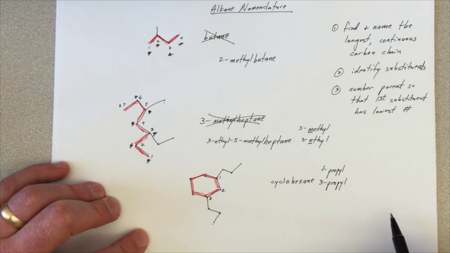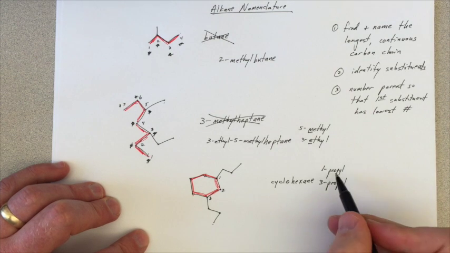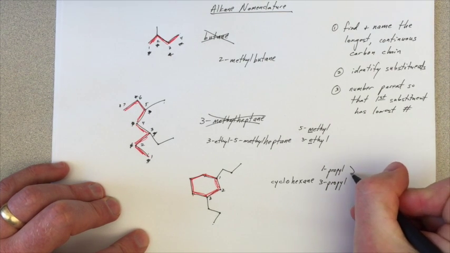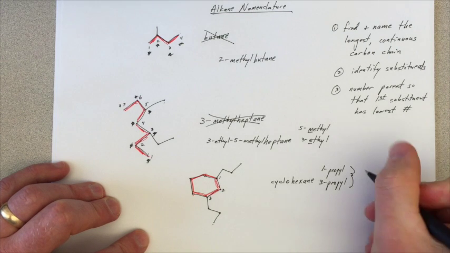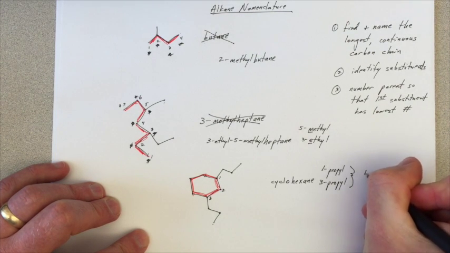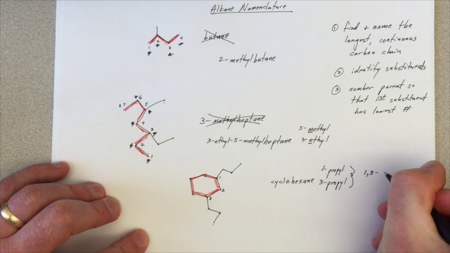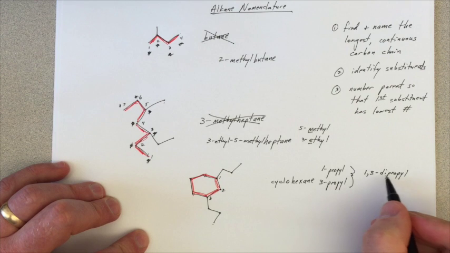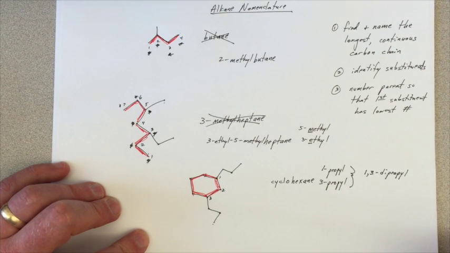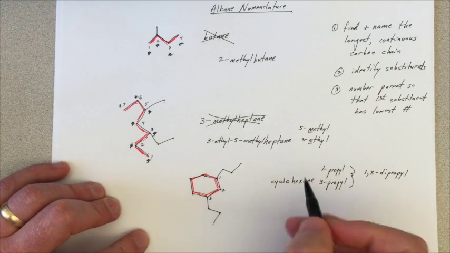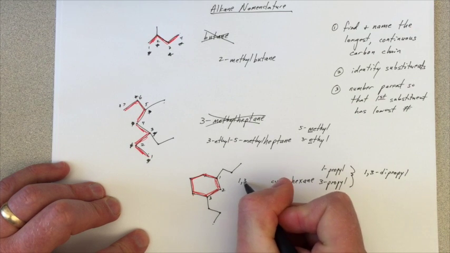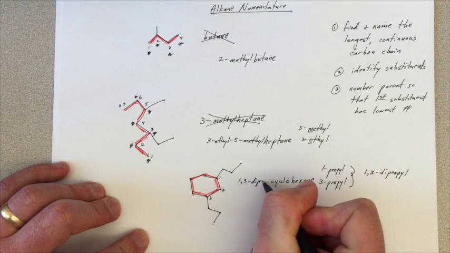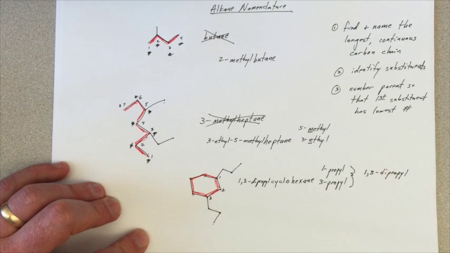If both of these substituents are the same, we don't call it a 1-propyl, 3-propyl. We can combine these identical substituents to really call it a 1,3-dipropyl. You can have di or tri or tetra, right, to indicate multiple of the same type of substituents. So this molecule here is a 1,3-dipropylcyclohexane.